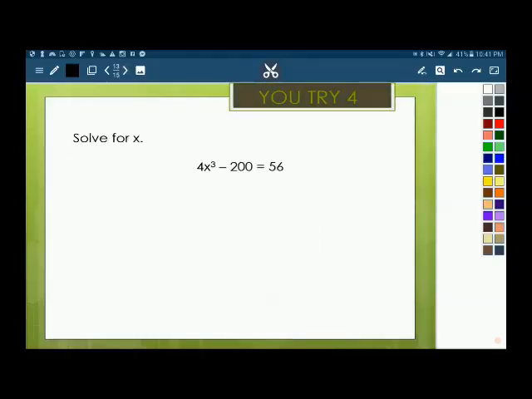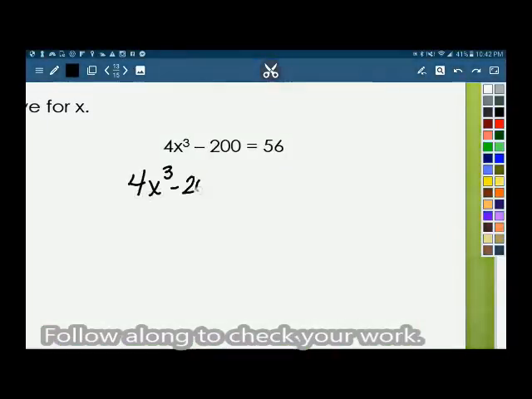Let's have you guys give this a try in your final try. Solve for x.